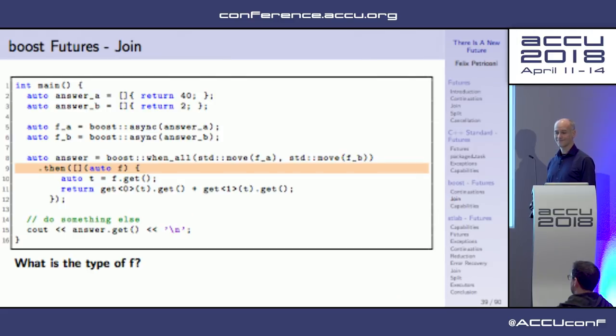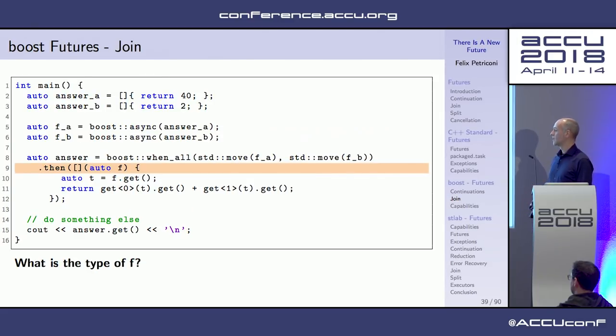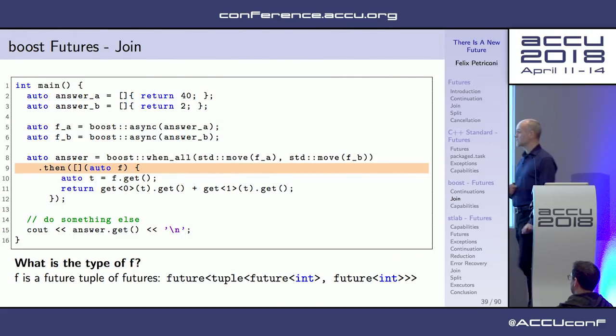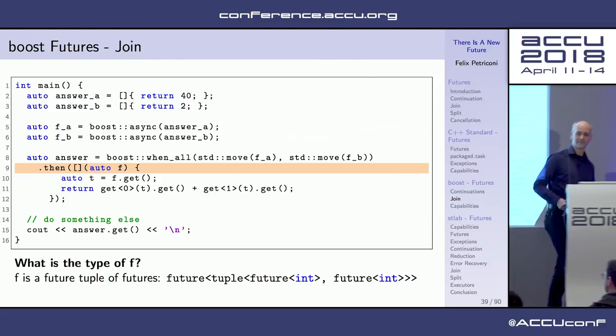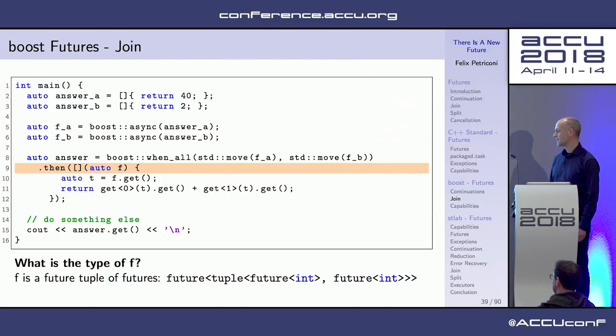Okay so far? Okay, so then we get again the answer. Trick question. What is the type of F? Futures. Yes. A future tuple of futures. So this is the complete type.